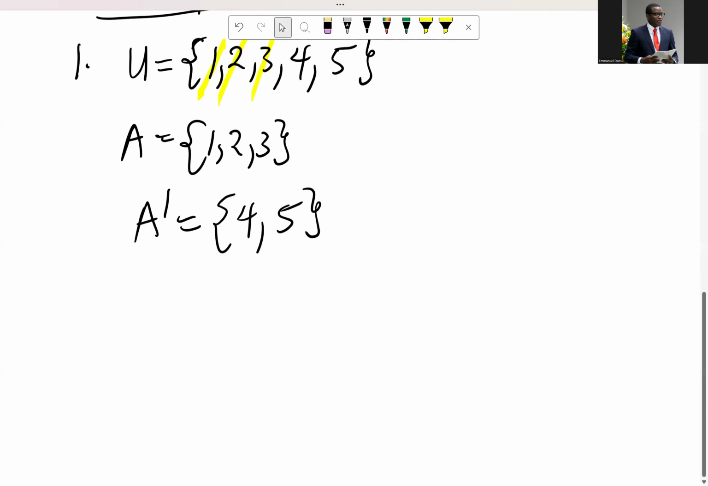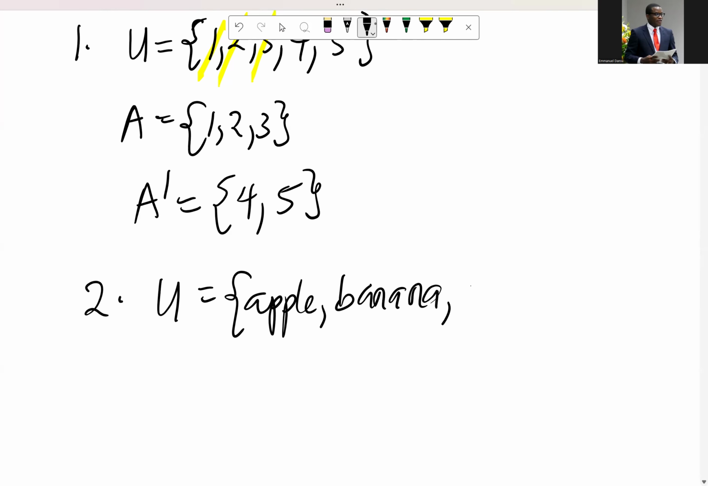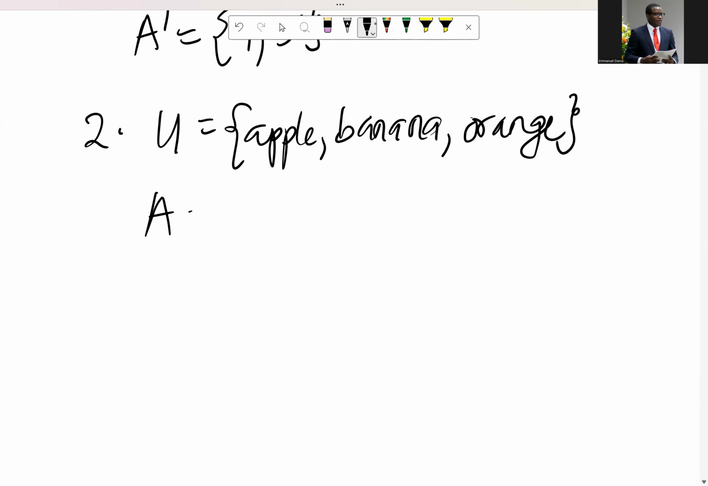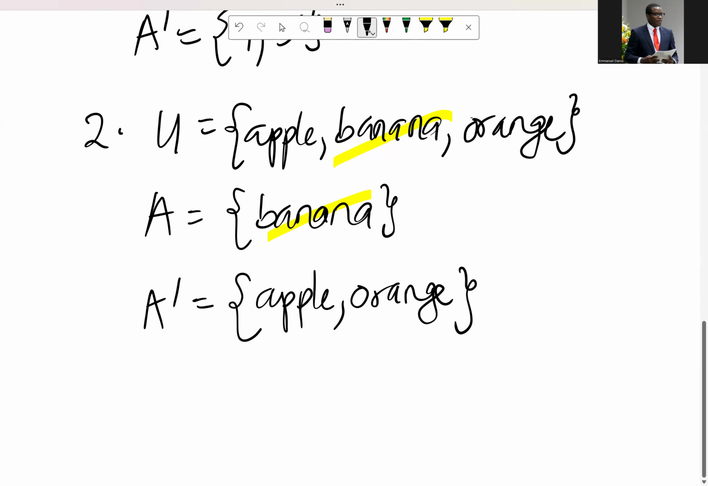Then we go ahead to this second one. You have a universal set, which is apple, banana, and orange. And then you have A to be banana. So that means that A complement would be when you cross out the banana in A. So banana is here, so it's here. Whatever is left is your complement. So you have apple and orange. Okay? So that is the complement of A.